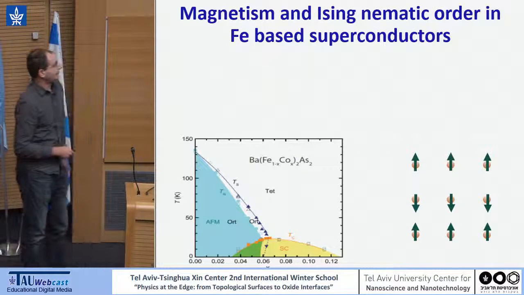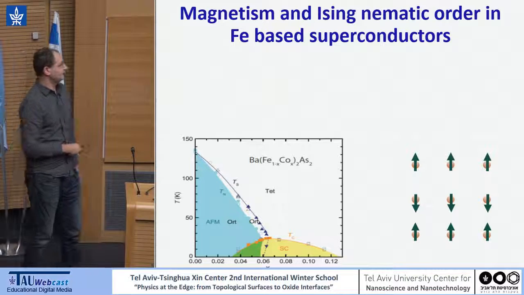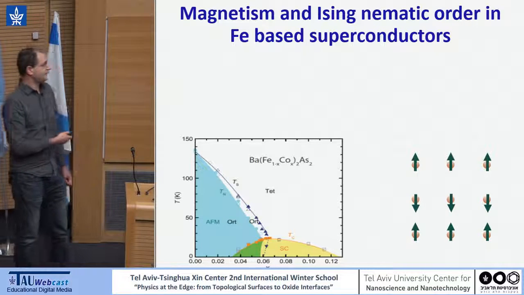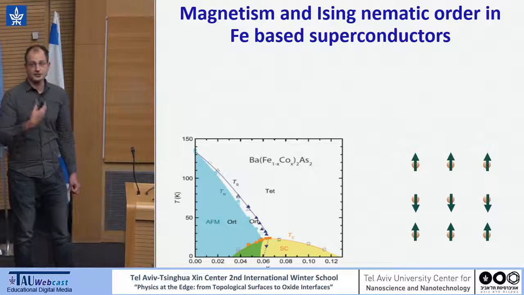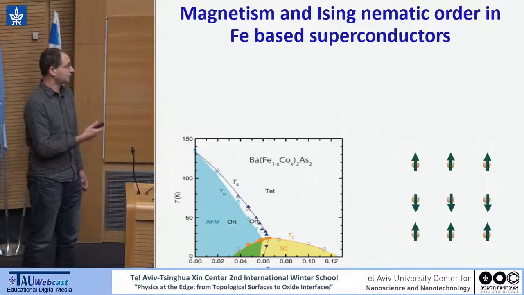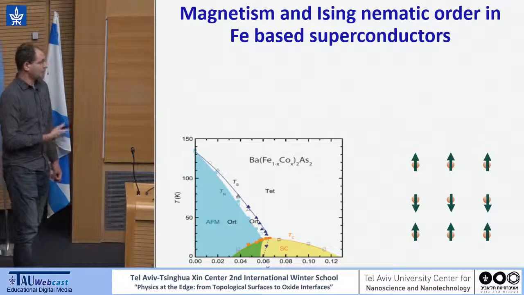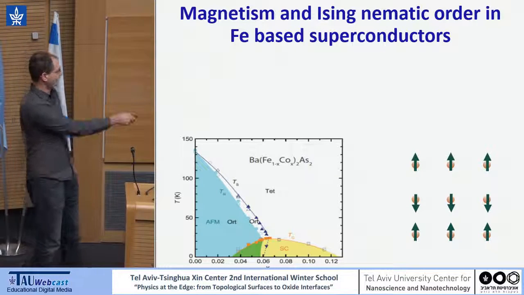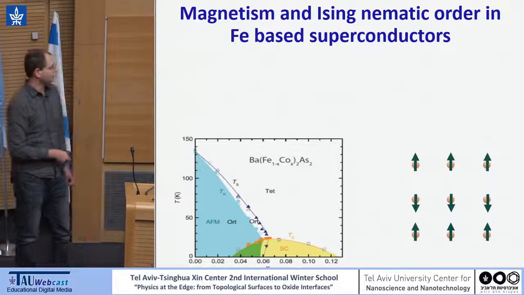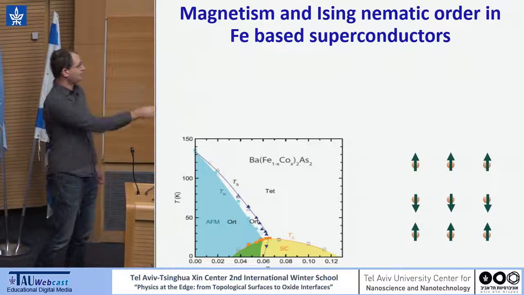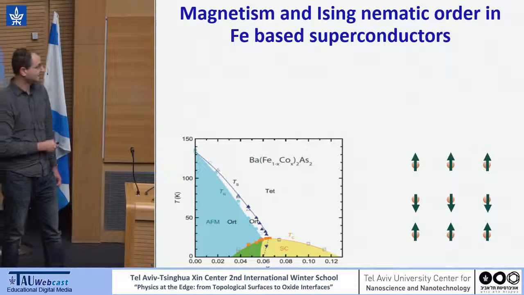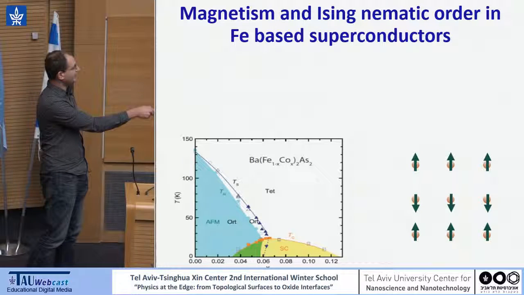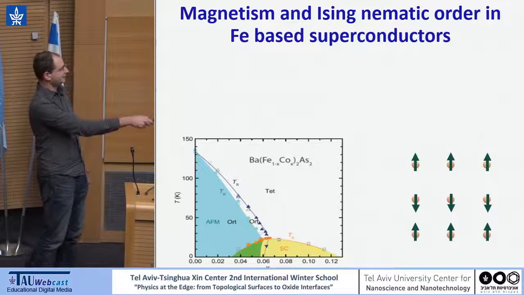Okay, so let me look a little bit in more detail into the phase diagram of the iron-based superconductors. So we saw that there's a magnetic order. It turns out that there's another type of order, a nematic order, that's also taking place in these systems, and also is tuned to zero as a function of x. So in the arsenide system, there's an antiferromagnetic phase that has this kind of wave vector.